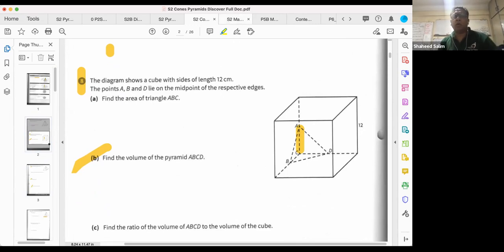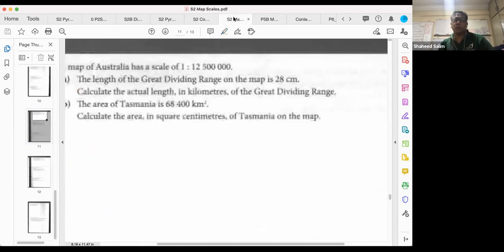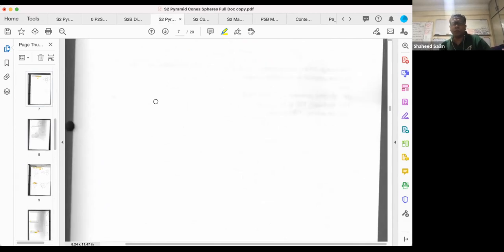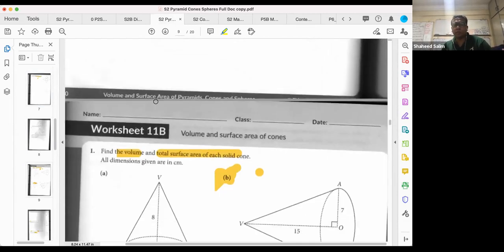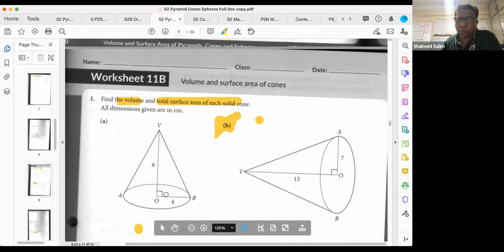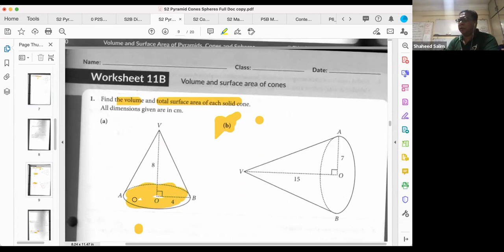Okay, now we go to cones. Okay, similar. We want to find the volume. You must find the area at the bottom times height divided by 3. Same thing. Can you find the area at the bottom first? This area first. The circle, right? Can you find what's the area first?